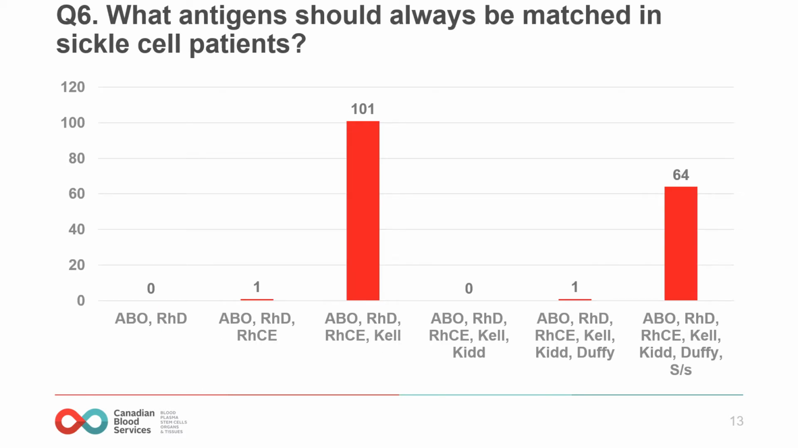The question that we raised to the respondents is what antigens should always be matched in sickle cell patients. Most of the respondents replied ABO, RH, KEL match, and some or few replied it should be ABO, RH, KEL, KID, DUFFY, and SS match. On the next case, we are going to discuss what is recommended for this. But at a minimum, sickle cell patients should receive ABO, RH, KEL matched units.